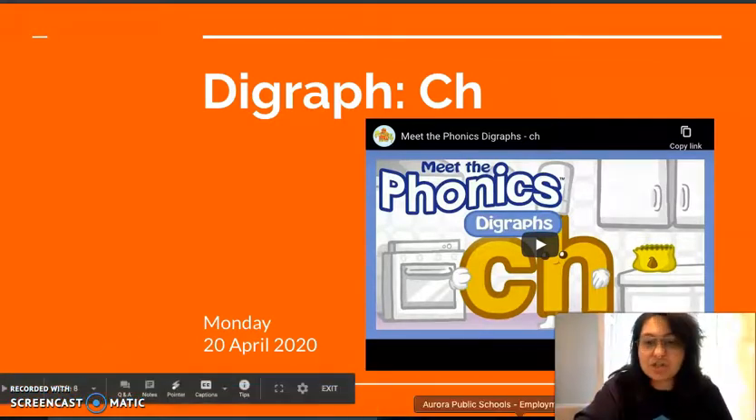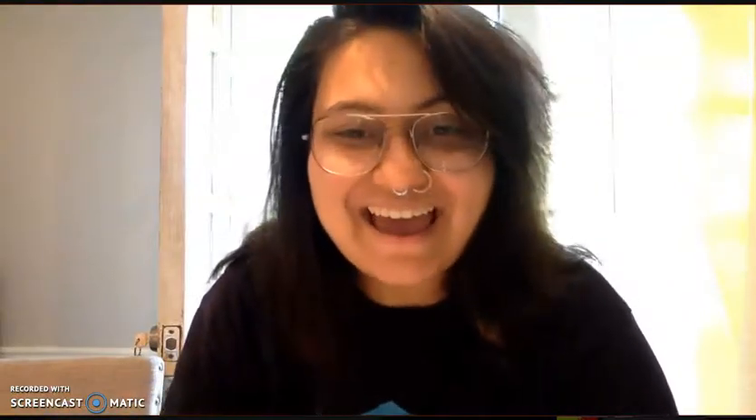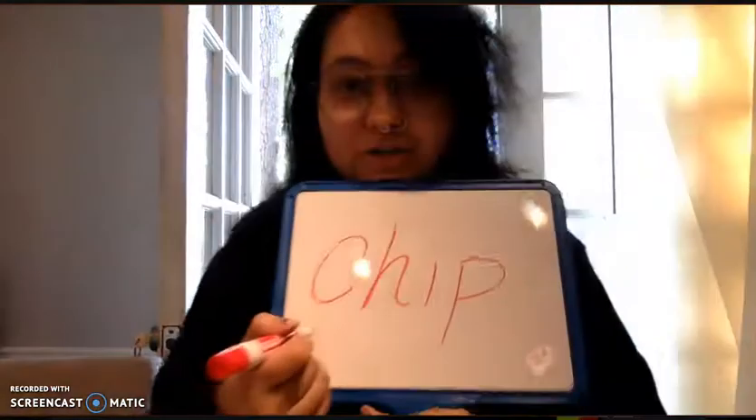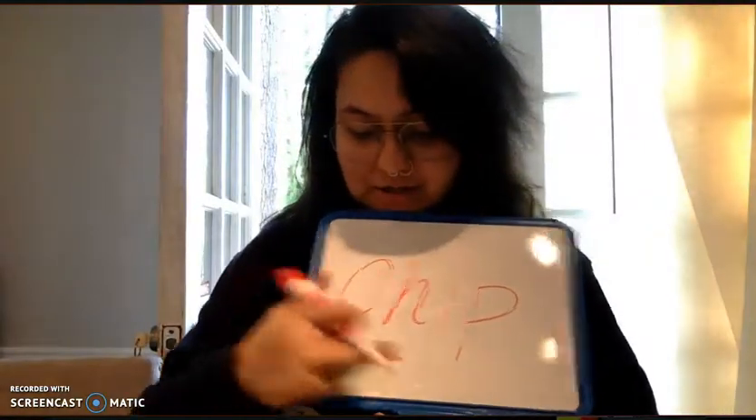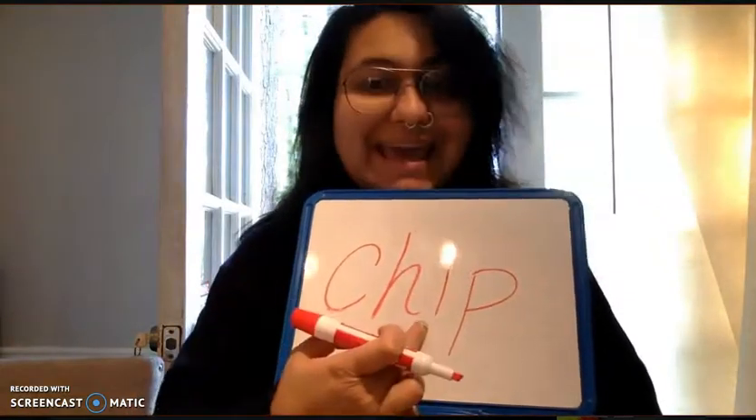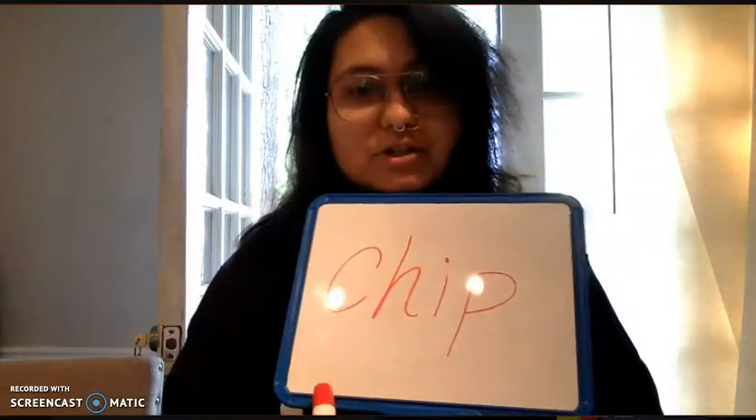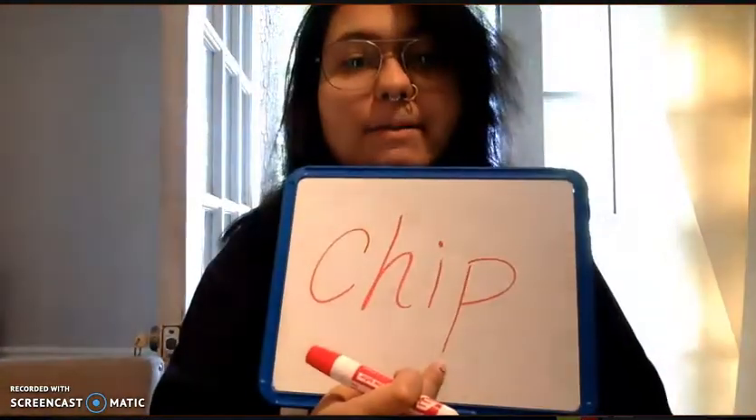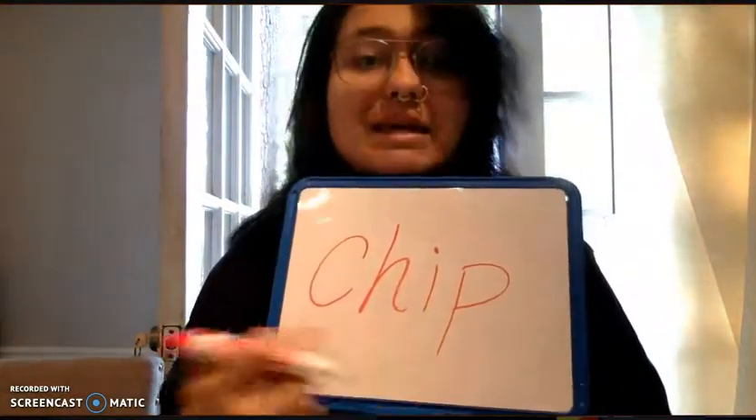Chip, right? Chip. Okay, sound it out. Say it. Chip. Say it. Chip. Sound it out. Ch. I. P. Chip. All right. Write it down. Ch. I. P. Chip. Ready, set, and go. Chip. C-H. Ch. I. P. Chip. C-H-I-P. Chip.